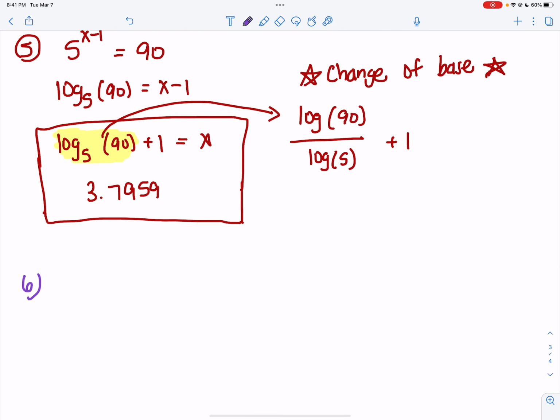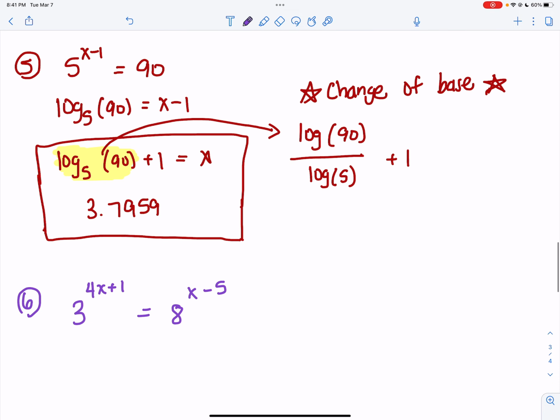All right. Number 6 is a really fun one. Like a really, really, really fun one. Notice how I have two exponentials for number 6, and they're not the same base. And we can't really make 3 and 8 to be the same thing, unfortunately. So what we're going to do, just like number 5, is we are going to turn one of them into a logarithm and then see what happens next.